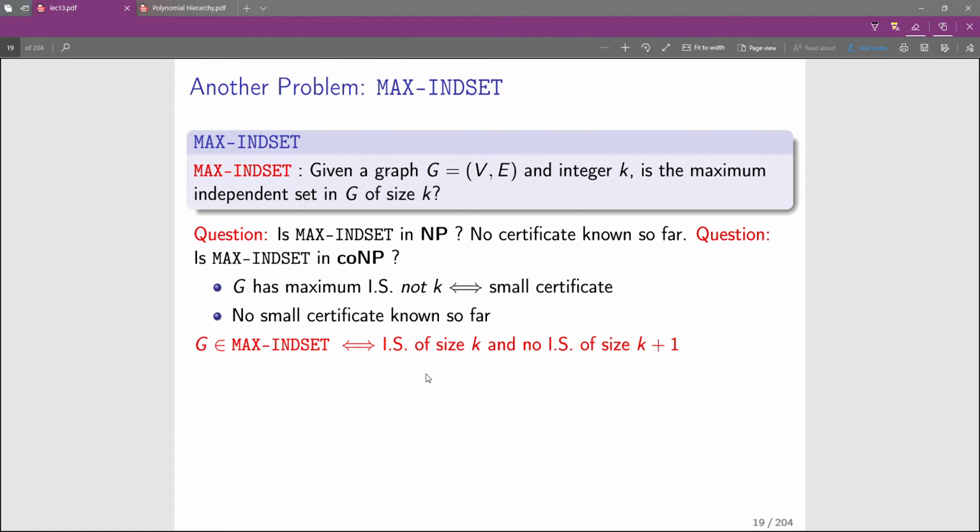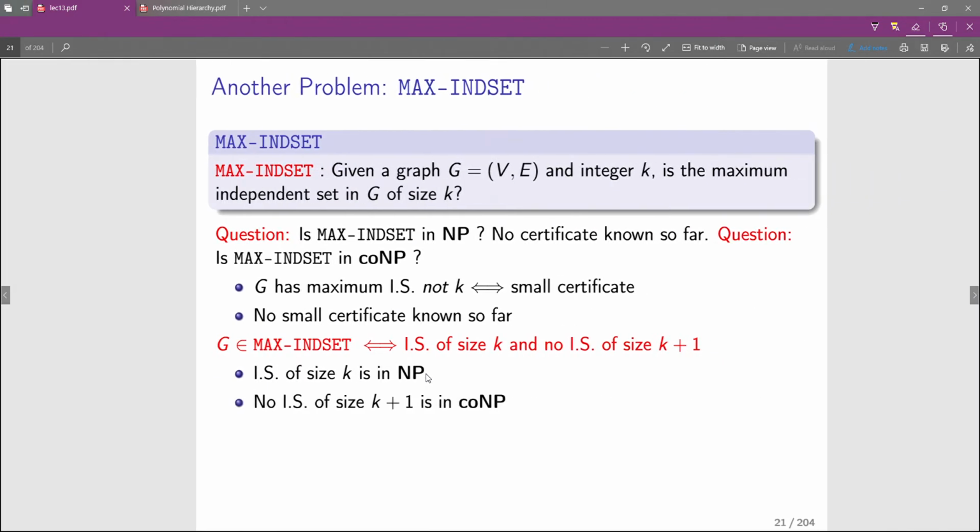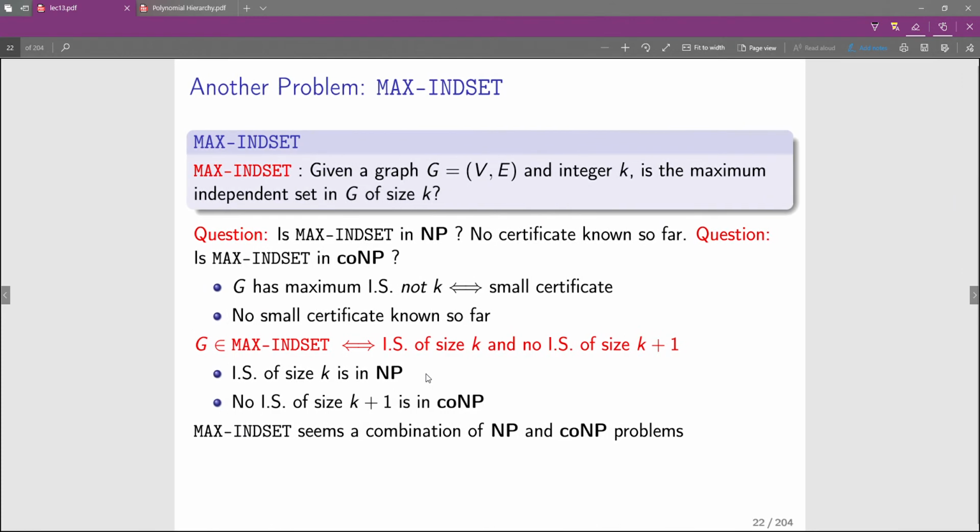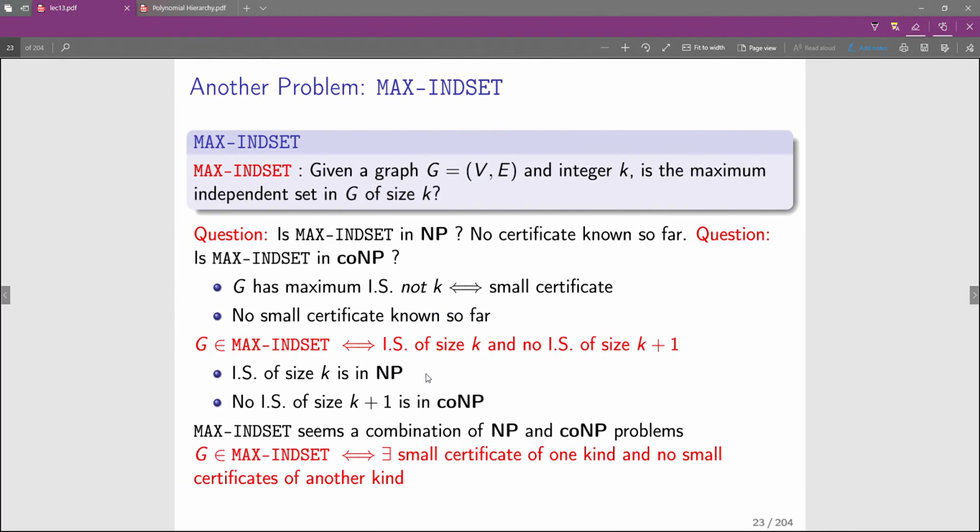So yeah, the problem is twofold. The first part, an independent set of size K, as we have seen, is in NP, right? And no independent set of size K plus 1 is in co-NP. So maximum independent set seems a combination of an NP and a co-NP problem, right? So we frame it as a formula like this: there exists a small certificate of one kind and no small certificate of another kind.